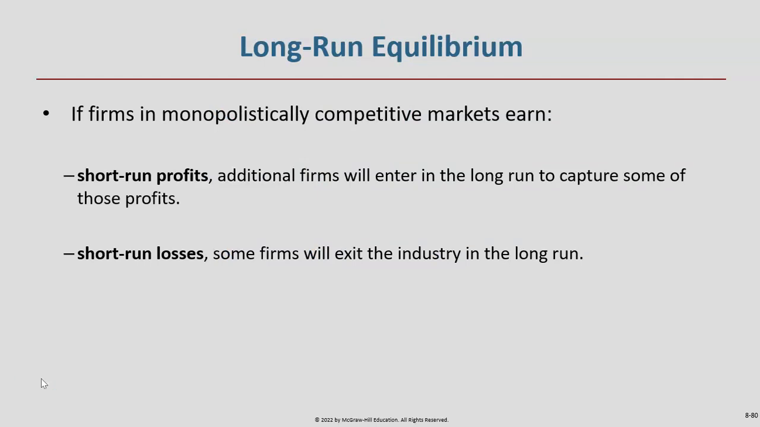Remember, in a monopolistically competitive market, there are no barriers to entry. So competing firms, once they sniff out these profits, can enter into the market and compete for them. Okay, so firms can enter the market and compete away the short-run profits. And if there happen to be losses, just like in a competitive market, some firms will exit the industry in the long run.